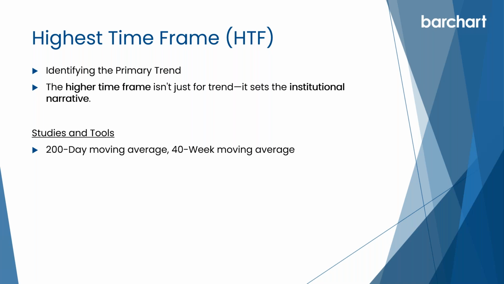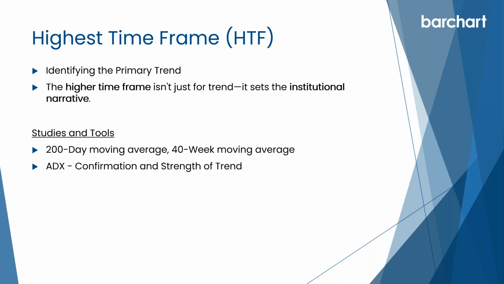But also when we think about moving averages, is price above or below the average? Is the average upsloping or downsloping? And what is the relationship of the averages to each other? That could be critical in helping us figure out our primary trend.